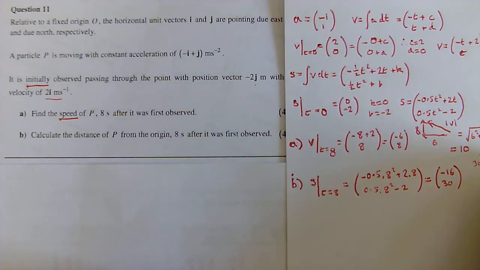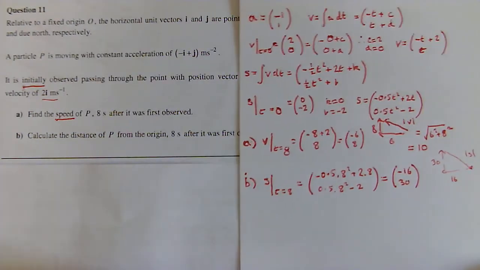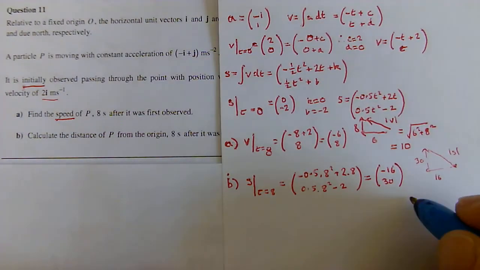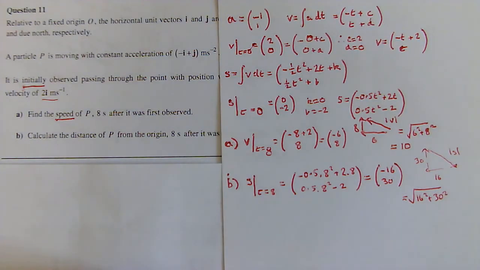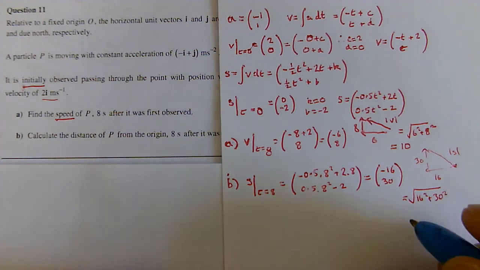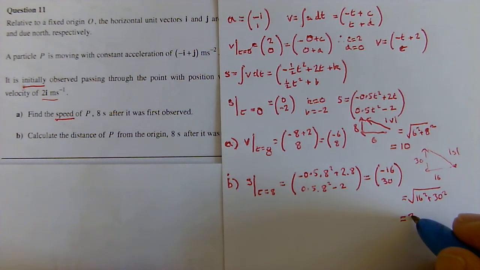And the distance here is modulus of s. It's going to be the square root of 16 squared plus 30 squared. And that's going to give me an answer of equal to 34 meters.